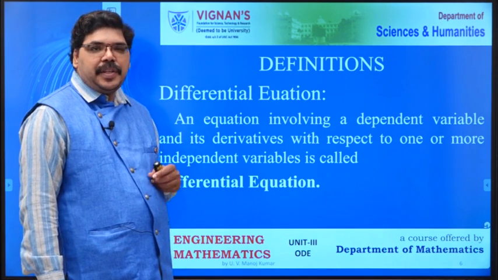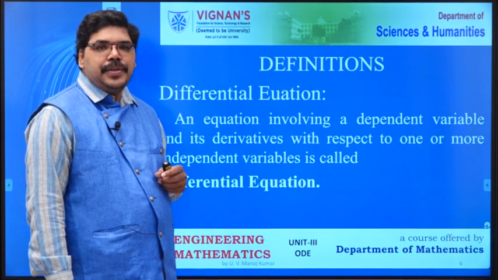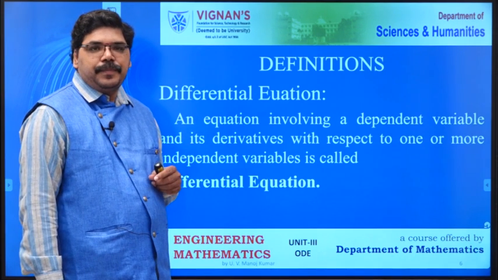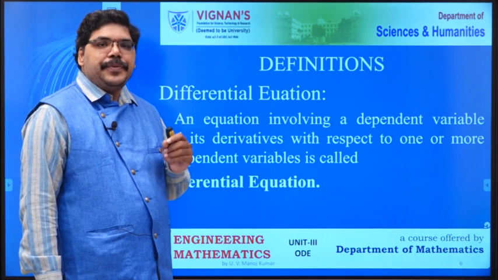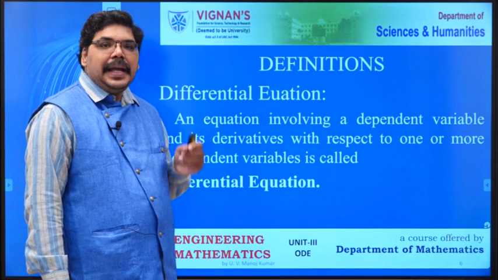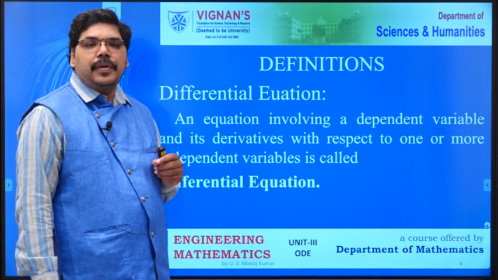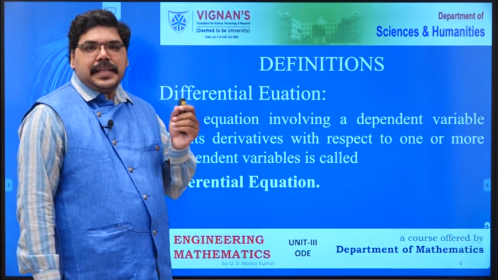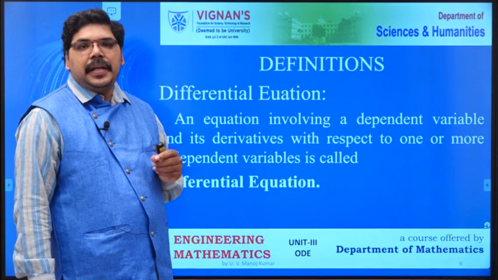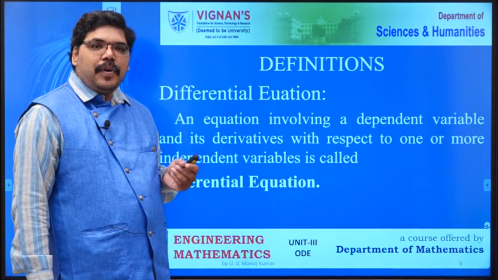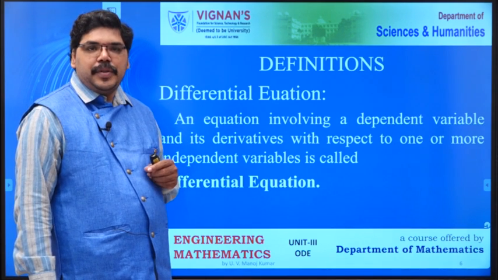What is a differential equation? We are saying differential equation, so first it should be an equation. It should be an equation and it should involve derivatives of a dependent variable with respect to an independent variable. Therefore, a differential equation is an equation involving derivatives of a dependent variable with respect to one or more independent variables.